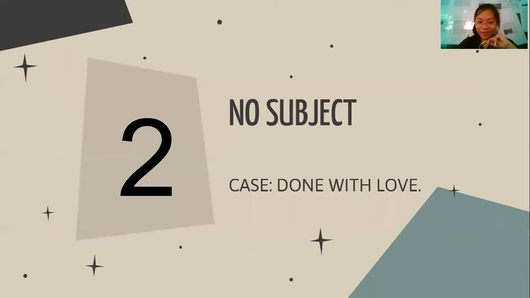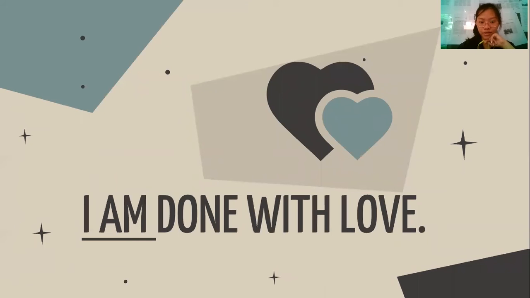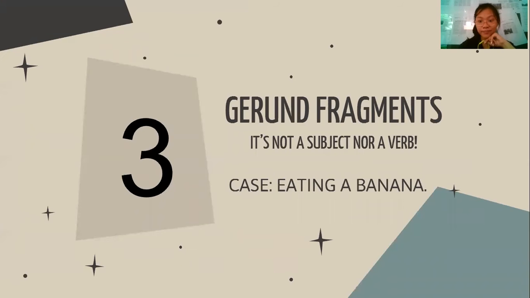And the second type of fragment is when you miss the subject. It does not have anyone or anything who does the action. In this case, the phrase done with love misses the subject. You can add the subject, just simply add it. So it becomes: I am. Change it: You are. They are. Or she is. It's easy.